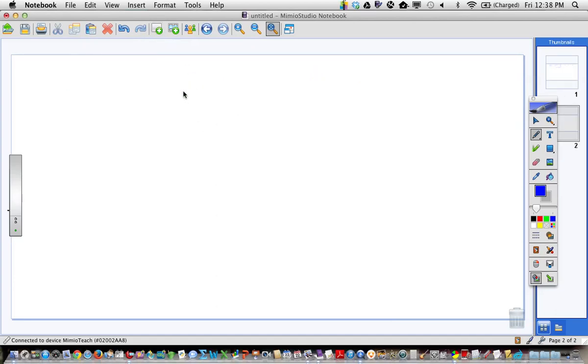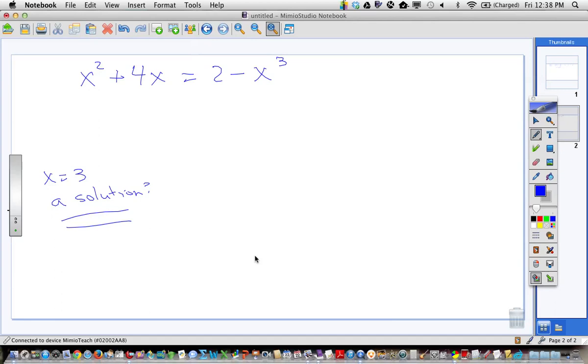That is like if I gave you x squared plus 4x equals 2 minus x cubed, and I said, is x equals 3 a solution? If I gave you this problem and asked you if x equals 3 is a solution, Dakota, what would you do? And then what? Plug in a 3 for x and then what? Work each side and see if the two sides are equal.